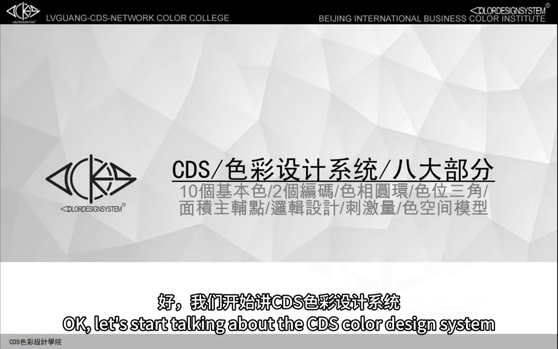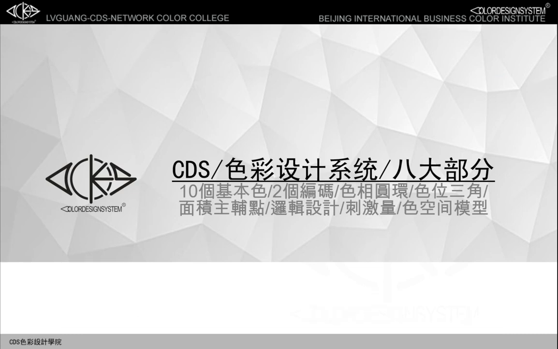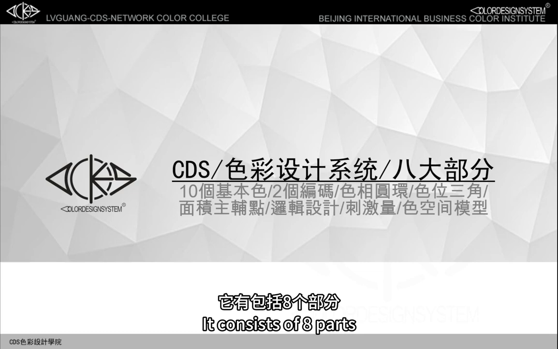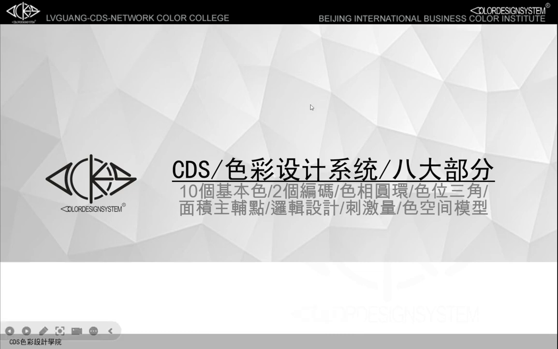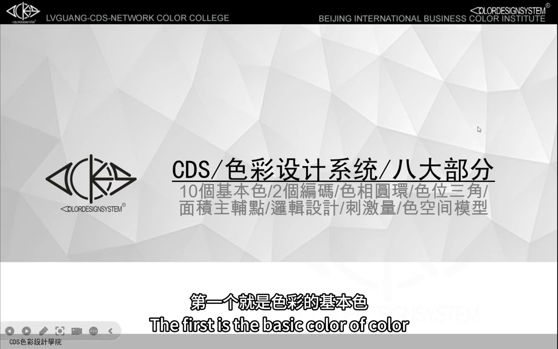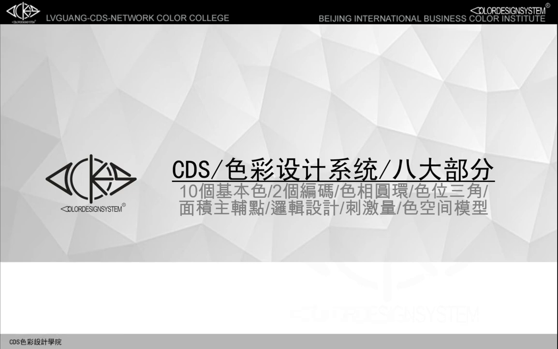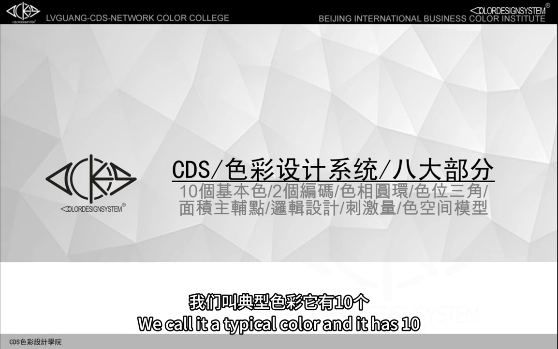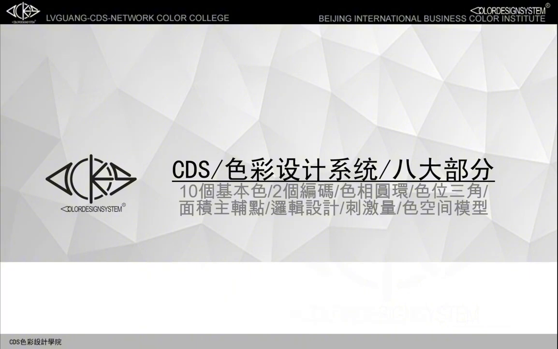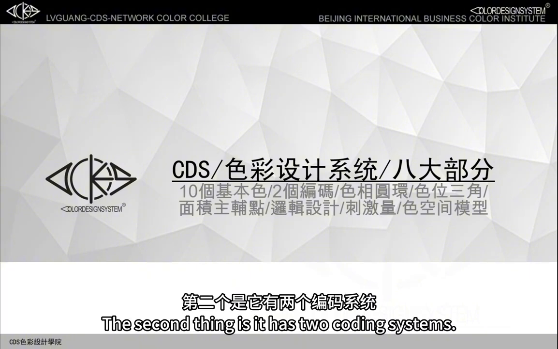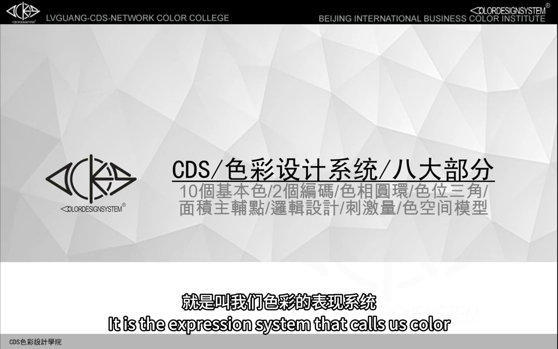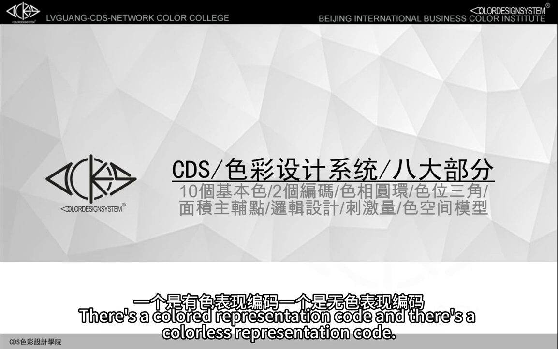Okay, let's start talking about the CDS color design system. What does it include? It consists of 8 parts. The first is the basic color of color. We call it a typical color, and it has 10. The second thing is it has 2 coding systems. It is the expression system that calls us color. There's a colored representation code, and there's a colorless representation code.